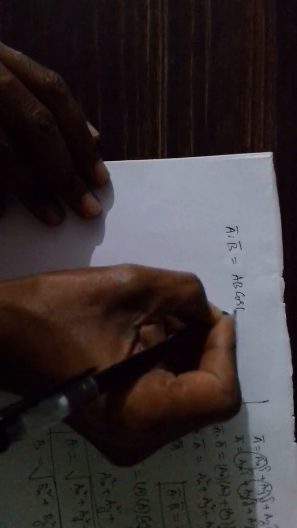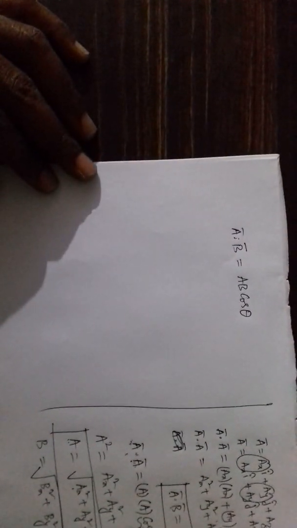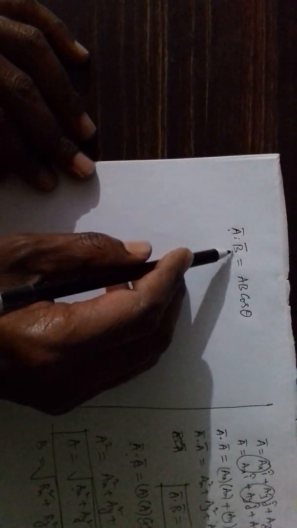A dot B is equal to AB cos theta. Now tell me, when does the scalar product A dot B give the maximum value and when does it give the minimum value?